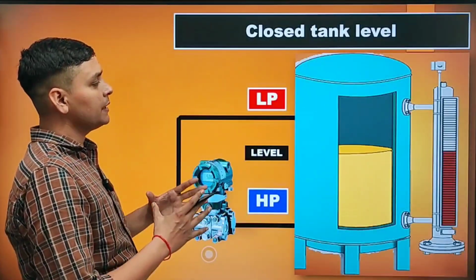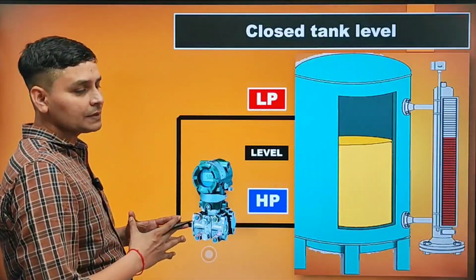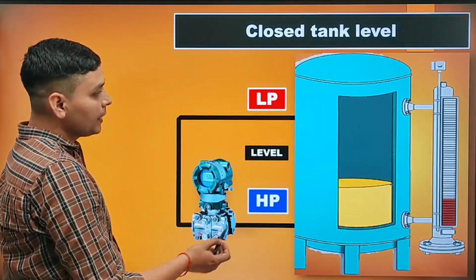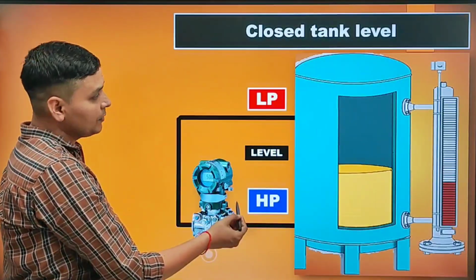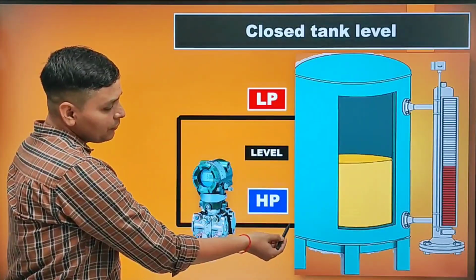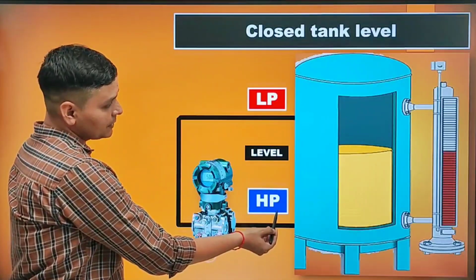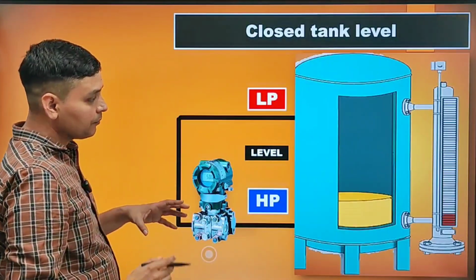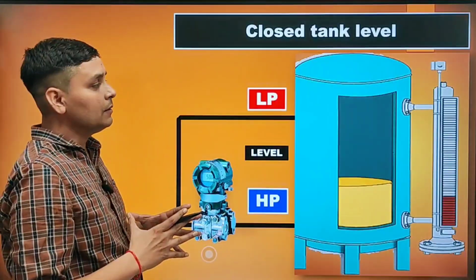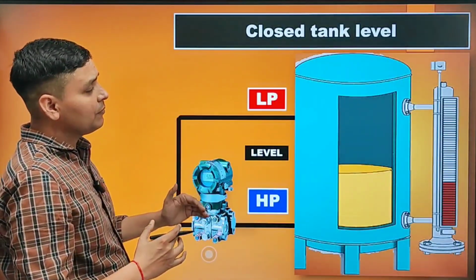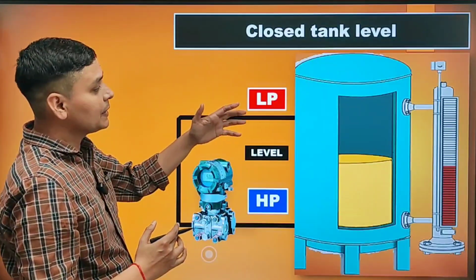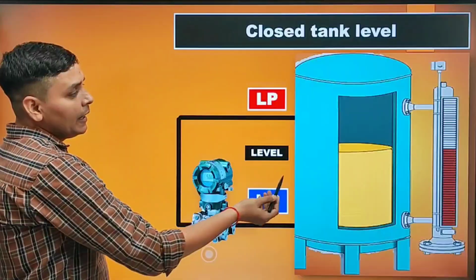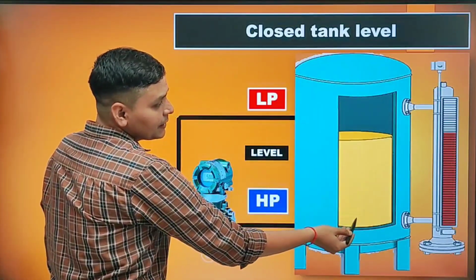Friends, we will discuss closed tank level measurement by using DP type transmitter through this animation, so it will be more clear for you. Here two taps will be there. We have already discussed. One tap will be for HP. HP means high pressure, and one tap will be for LP. LP means low pressure. Here many of our friends are confused where we will take HP port and where will we take LP port. We are using this tank for level measurement and liquid is filling in this tank.